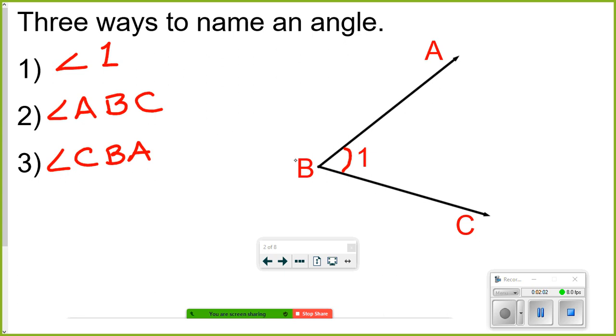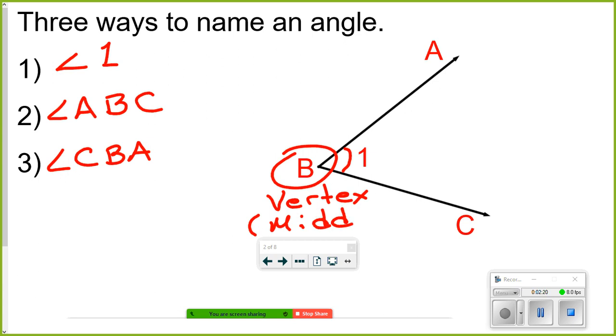Now, the key is this letter has to be in the middle of the name. This point is called the vertex, and the vertex has to be the middle letter when you're naming them. So I couldn't name this BAC or BCA. The vertex has to be the middle letter in the name. Good. Questions?